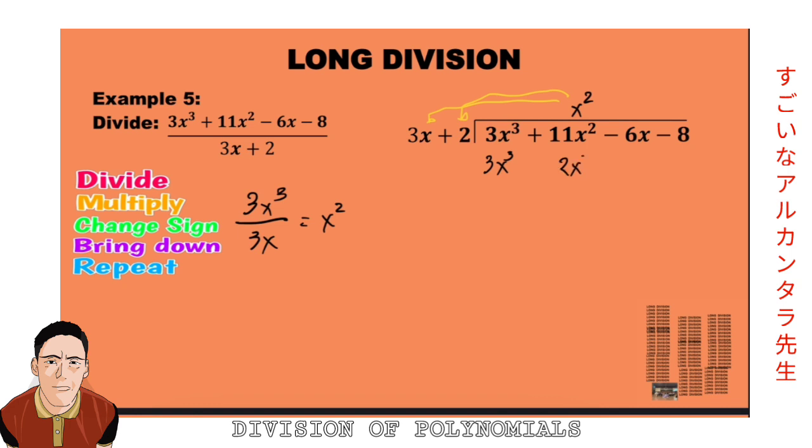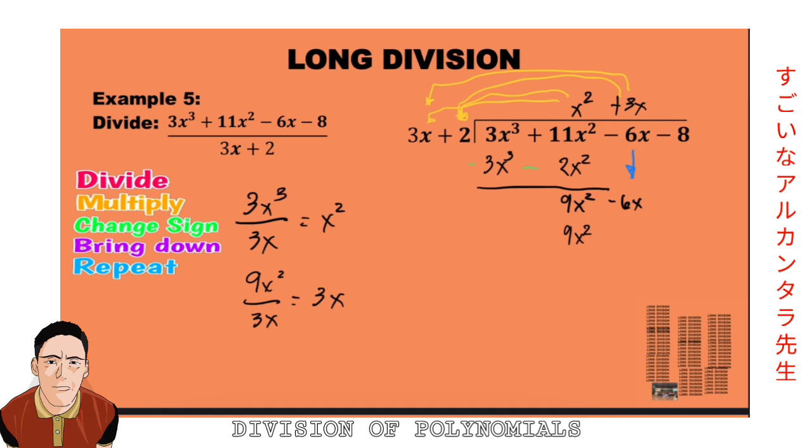You get 2x squared. Change their signs. You will get 9x squared. Excuse me, we bring down negative 6x. Divide again. You have 9x squared divided by 3x. Repetitive process, you get 3x. Align that with negative 6x. Then we multiply yet again. 3x times 3x, you get 9x squared. 3x times 2, you get 6x. Be careful with this, guys. You have to remember, change their signs, both of them.